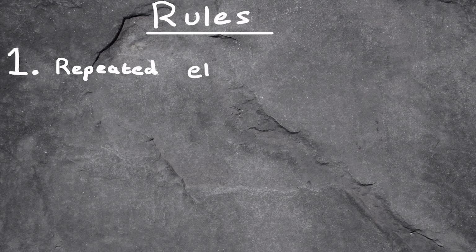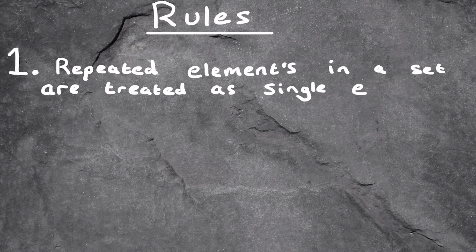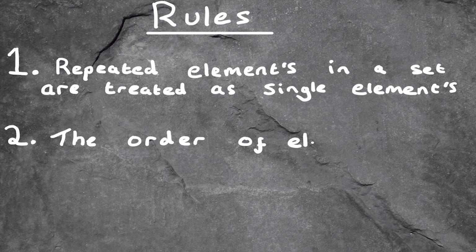Today we carry on from the previous video, but first let's go over our last video's ground rules. Rule number 1. Repeated elements in a set are treated like single elements. Rule number 2. The order of elements listed in a set does not matter. Examples are demonstrated below each rule.